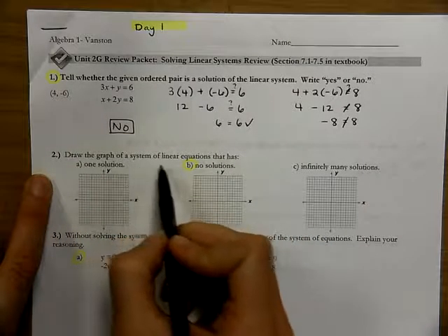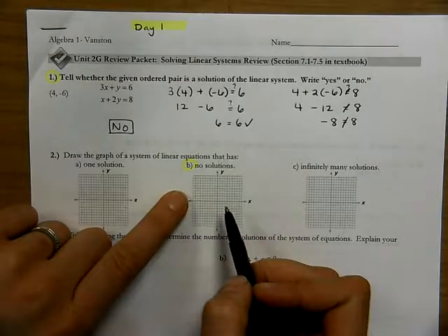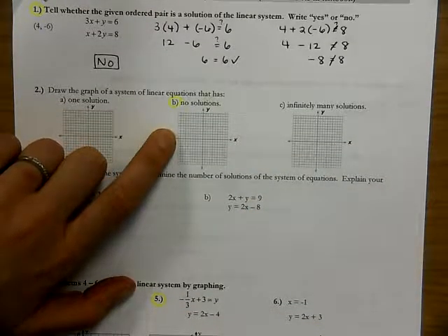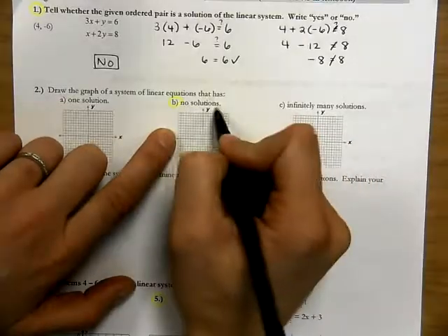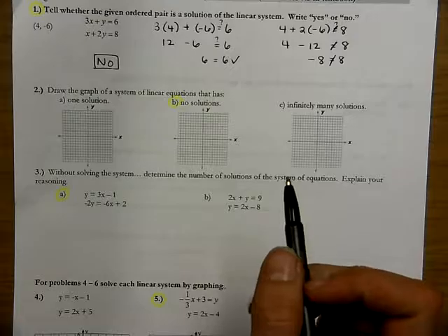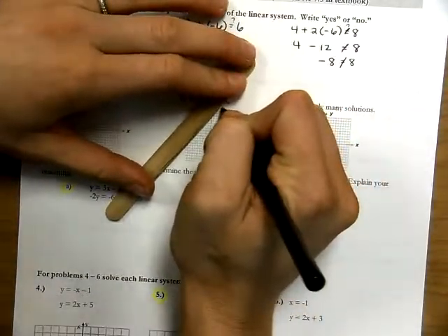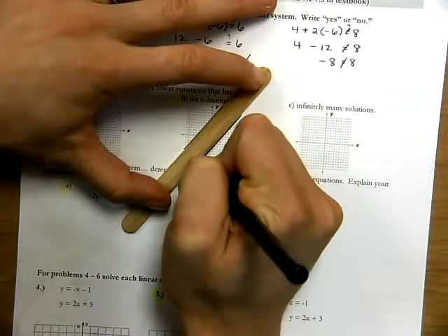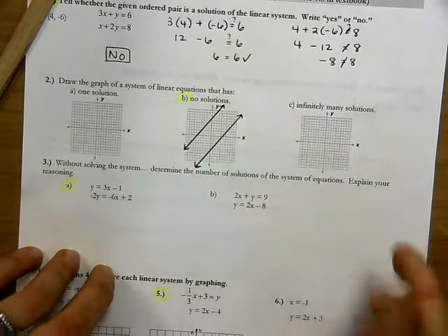For number 2, it says draw the graph of a system of linear equations that has no solutions. Well, in my head, I'm thinking, how could a system of equations have no solutions? In order for us to see the solutions on a graph, the solutions are going to be the points where the two lines intersect. So if there's no solutions, that means there's no point of intersection. So what that means is I'm going to have two lines that are parallel. So I'd come in here, and if I draw this line, I have to draw another line parallel to that. Now, because these two lines are parallel, there is no solution.